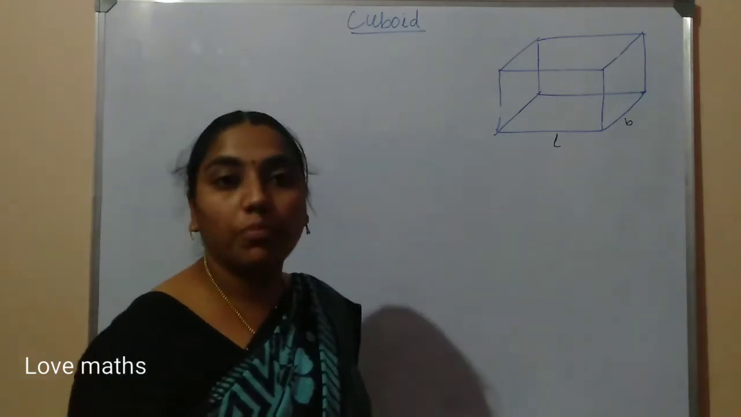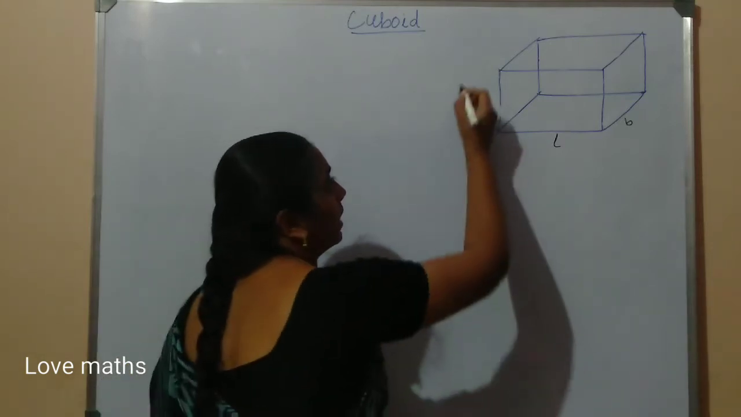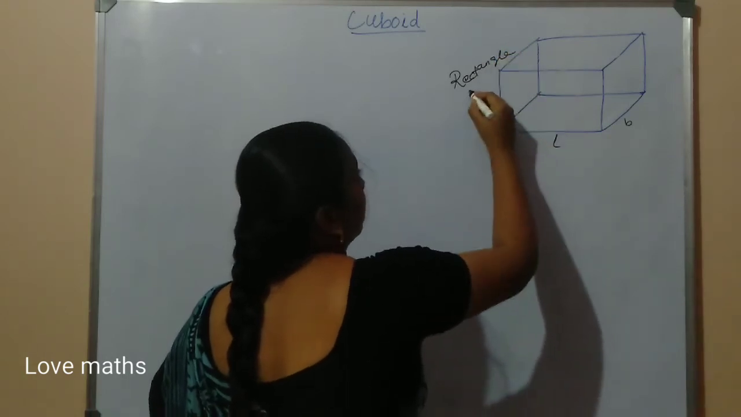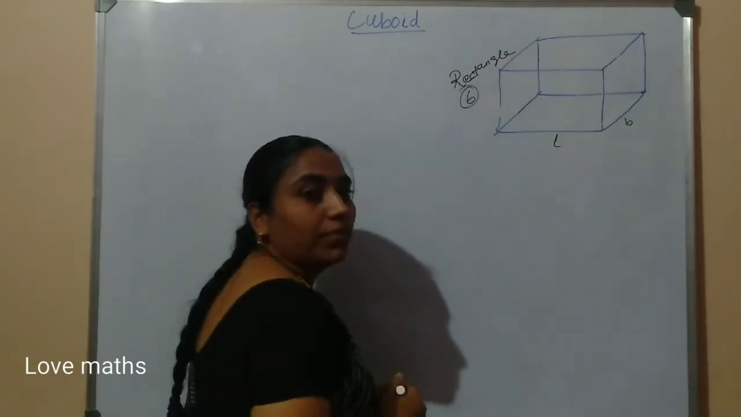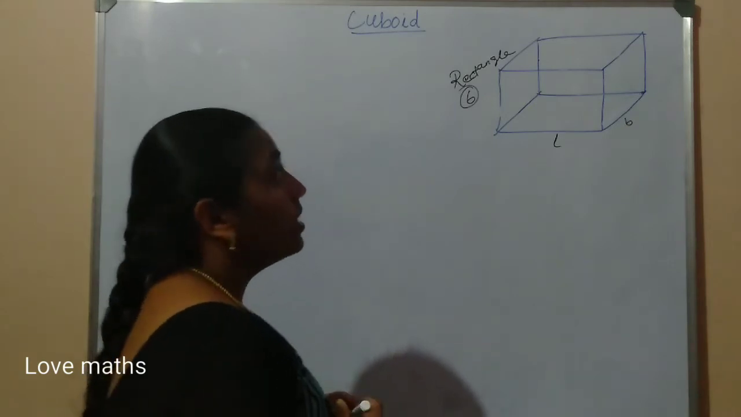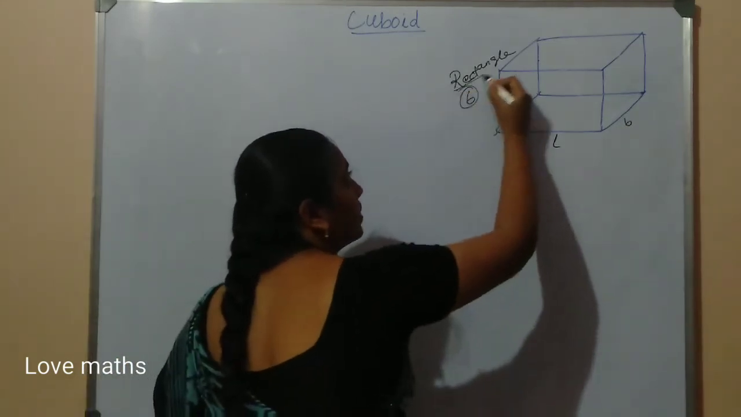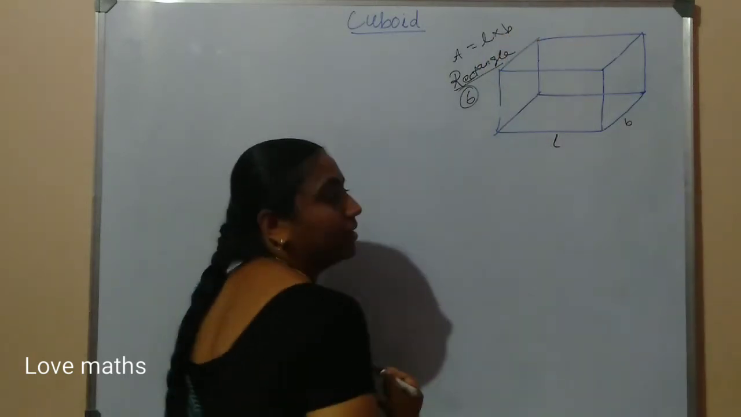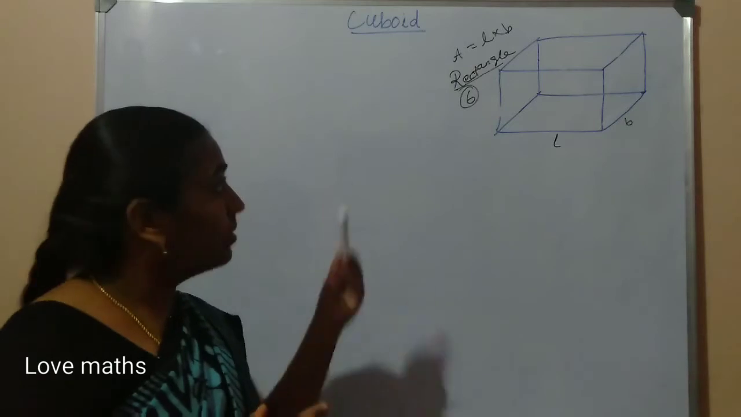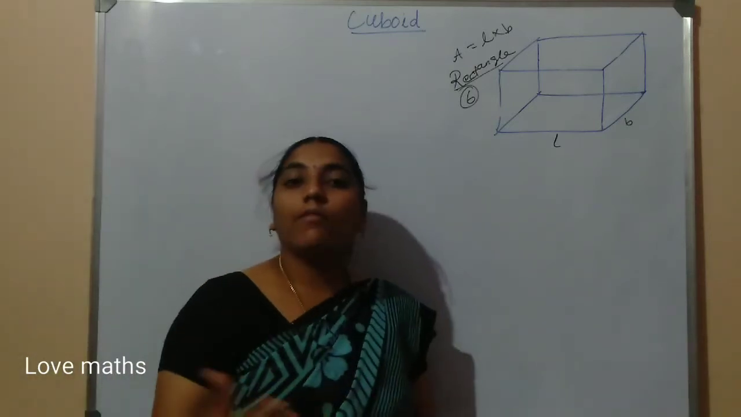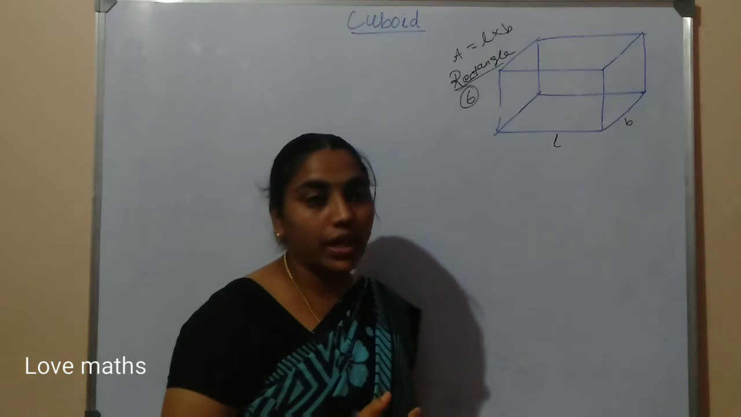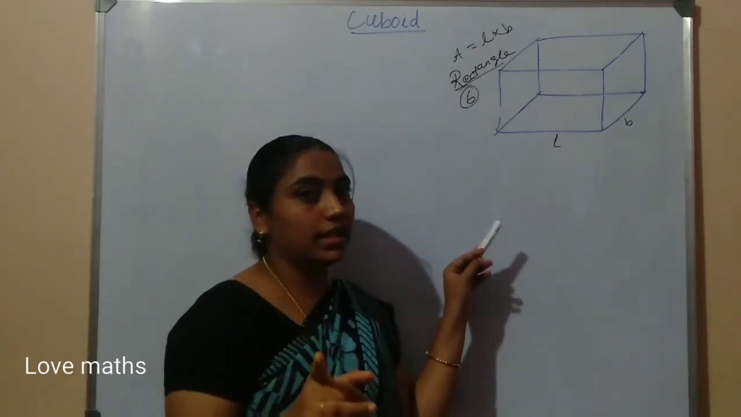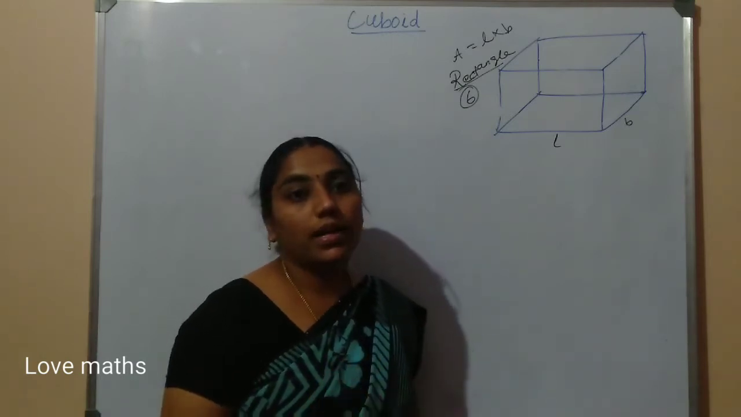Okay, so this is the cuboid. A cuboid is made up of rectangles. How many rectangles are there? 6 rectangles. So first you have to know the rectangle area. It is L into B, that is length into breadth. If you know these three pieces of information, you can find out all the formulas. So a cuboid is made up of 6 rectangles, and rectangle area is length into breadth.